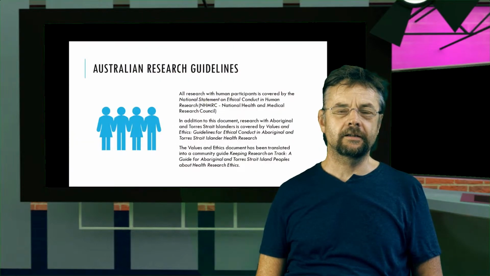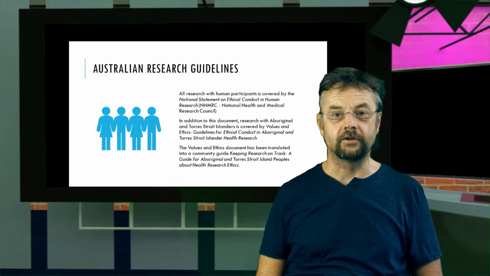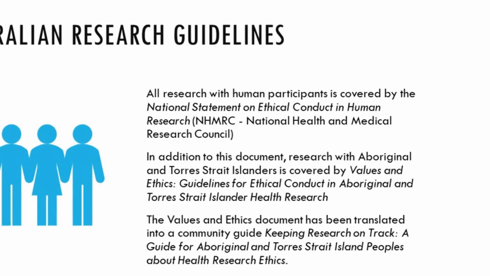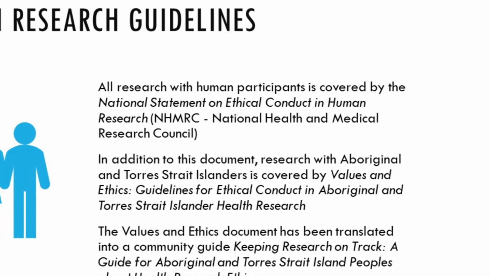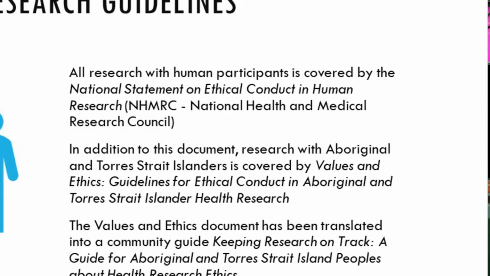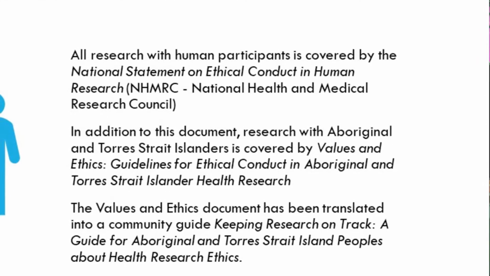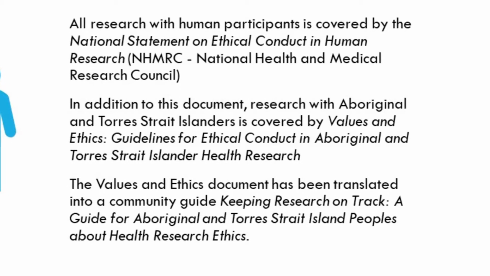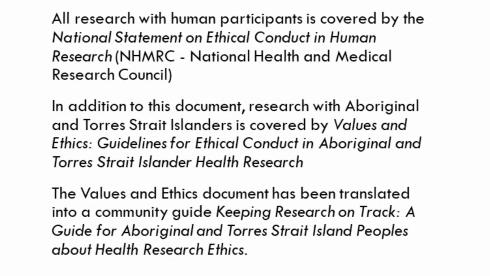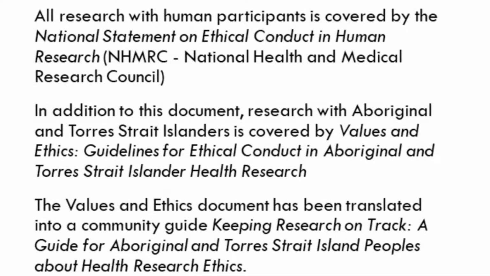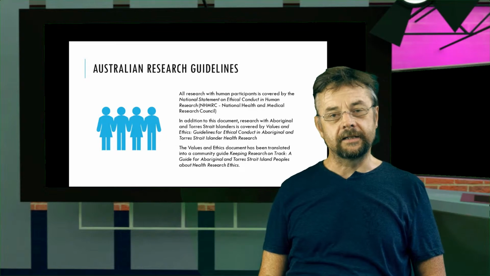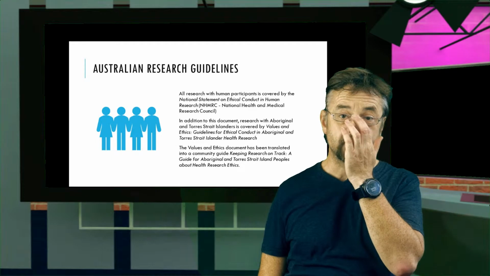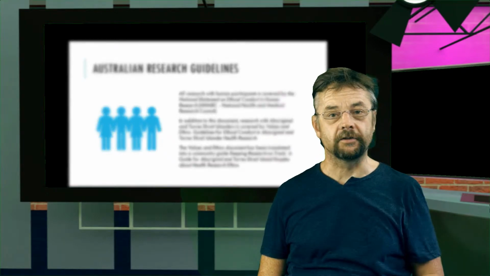So, there are 2 sets of formal guidelines on research with Indigenous people in Australia. The first covers all research involving human participants, which is the National Statement on Ethical Conduct in Human Research. And in addition to this document, we have a set of ethical guidelines specifically for Aboriginal and Torres Strait Islander peoples. This is called the Values and Ethics Guidelines for Ethical Conduct in Aboriginal and Torres Strait Islander Health Research. This document has also been translated into a user-friendly guide for Aboriginal people to empower them to have a greater voice in any research that they're part of.